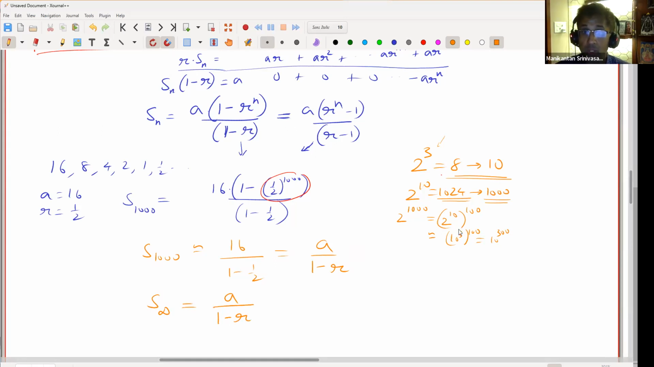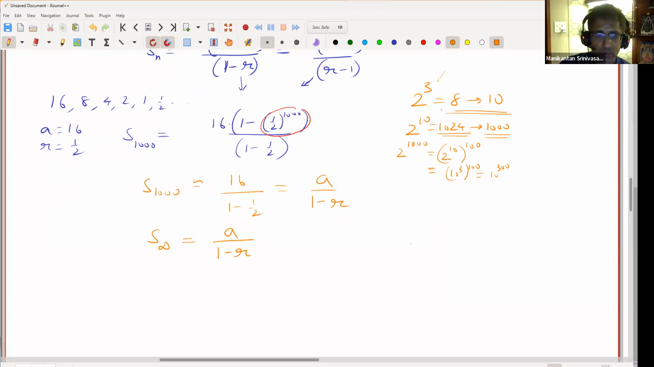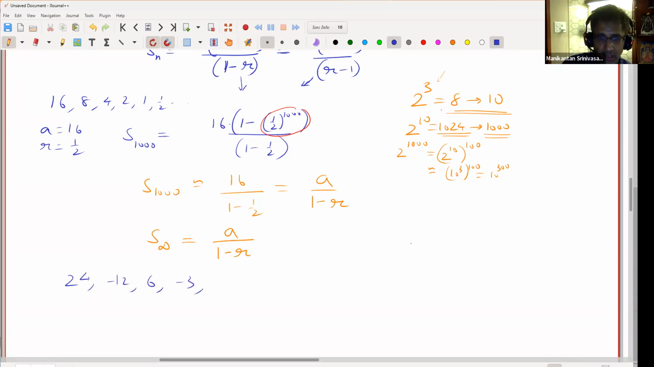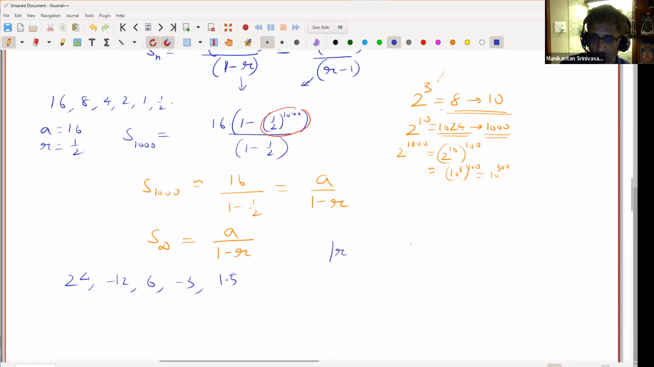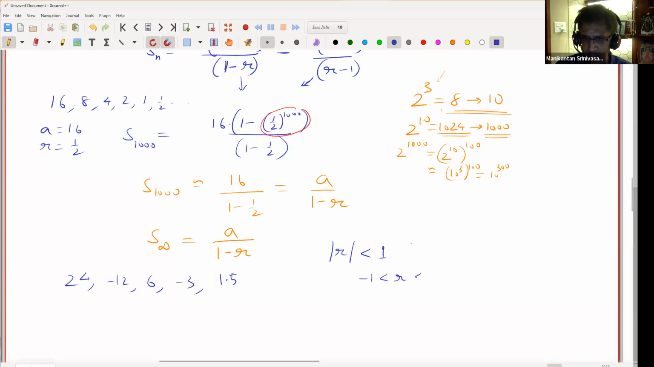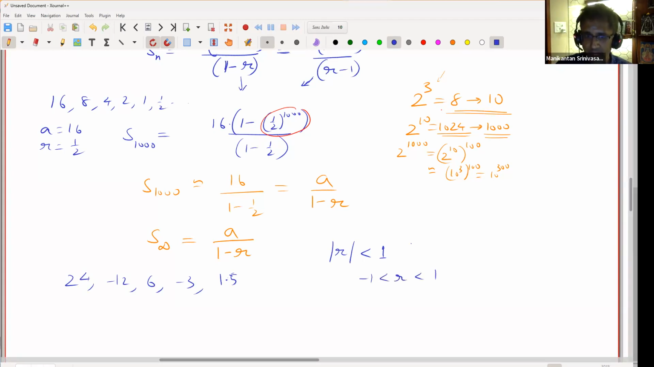Now, note that R can be negative also. For example, I can have a sequence where I have 24, minus 12, 6, minus 3, 1.5 and so on. As long as in modulus R is less than 1, which means numerically it's less than 1, in other words, if R lies between 1 and -1, then I can apply this S infinity formula.